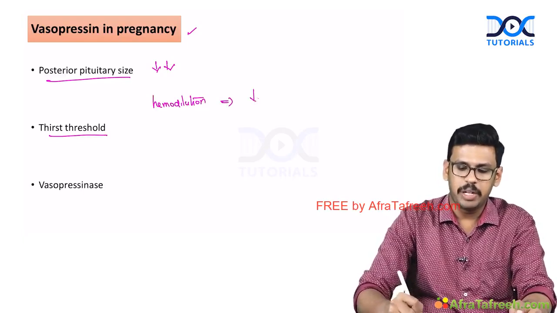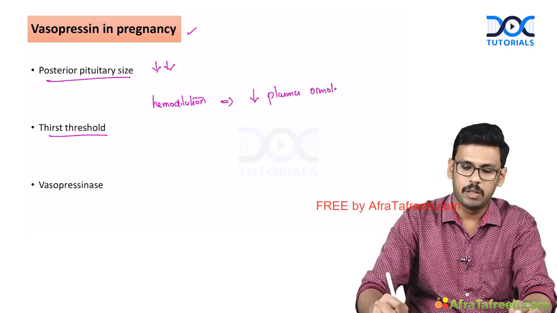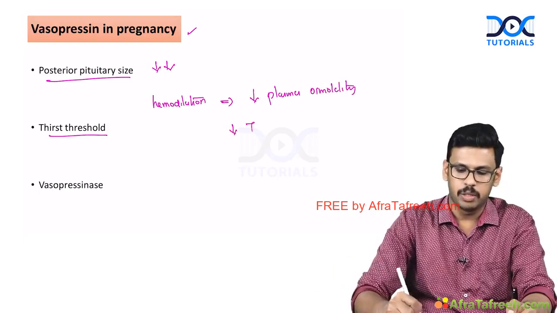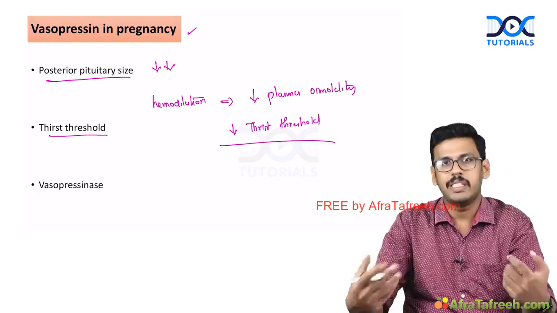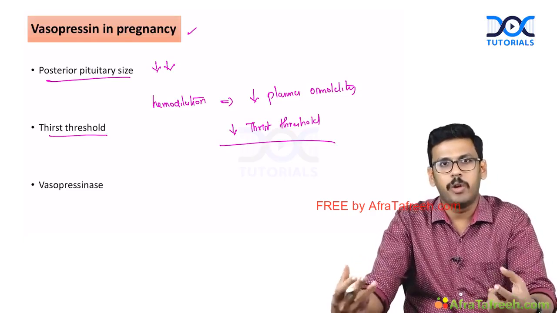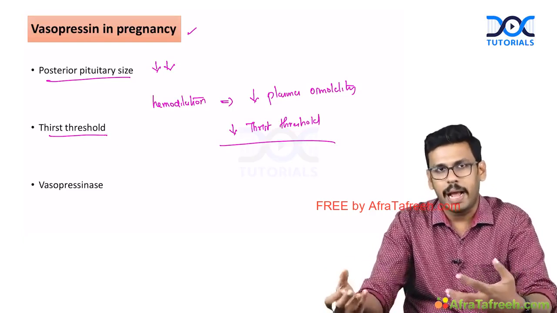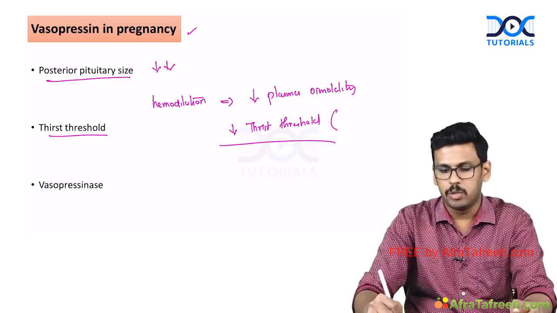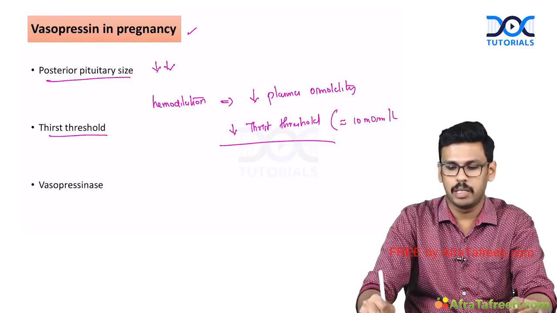There will be reduction in the plasma osmolality. That also causes a reduction in the thirst threshold. That means an individual who previously had thirst sensation at osmolality of around 290 milliosmol per liter now will have thirst sensation at as low as 285 or 280 milliosmol per liter. So the threshold reduction of around 10 milliosmol per liter occurs during pregnancy.